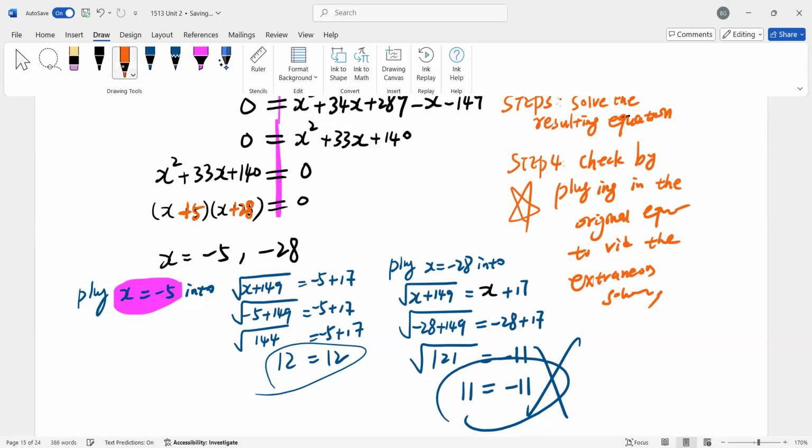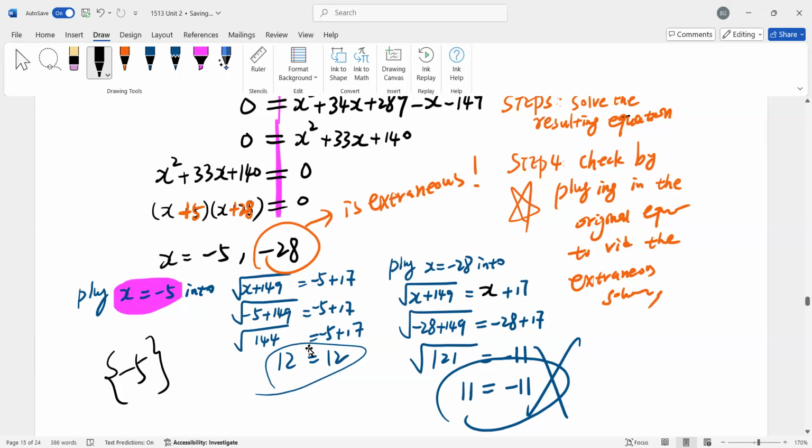So -28 is an extraneous solution. We have to reject it, get rid of it. And now we can conclude the radical equation only has one solution, and the only solution is -5. -28 is extraneous. Why do we have this extraneous solution when we solve a radical equation?